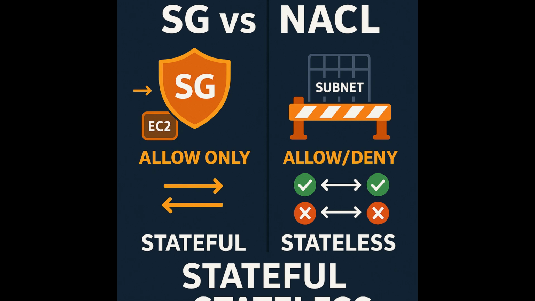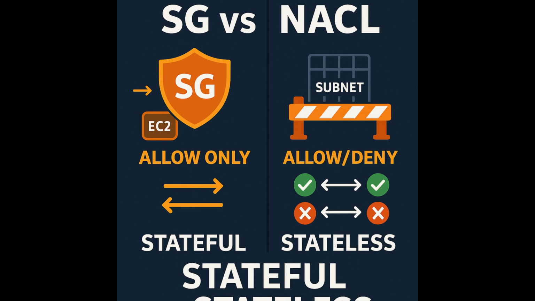GuardDuty offers intelligent threat detection by analyzing various AWS logs for suspicious activity. Macie discovers sensitive data within S3 buckets, helping prevent data leaks. VPC flow logs and CloudWatch logs provide crucial network visibility and log analysis capabilities for deeper investigation.